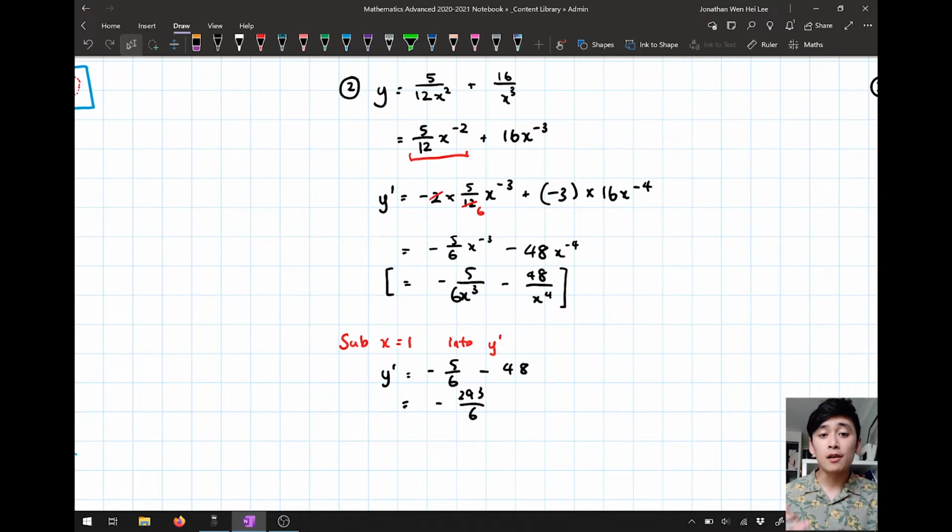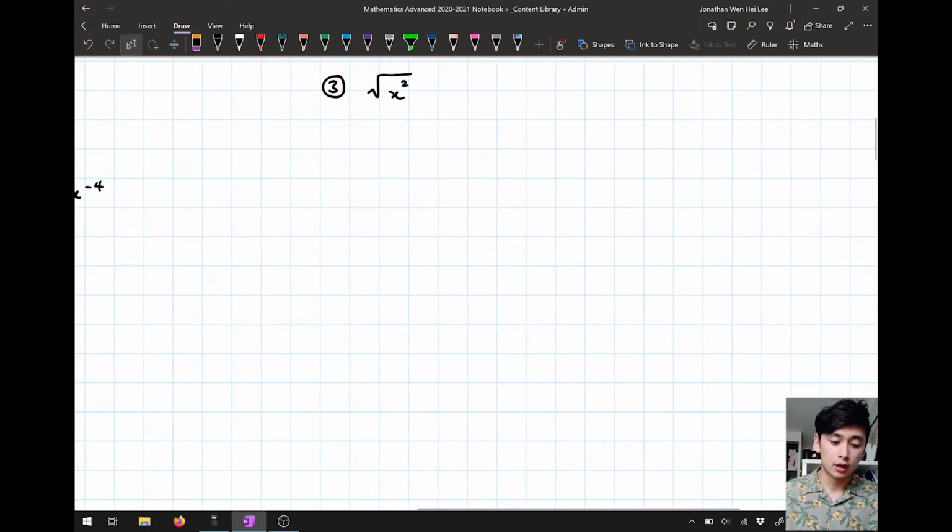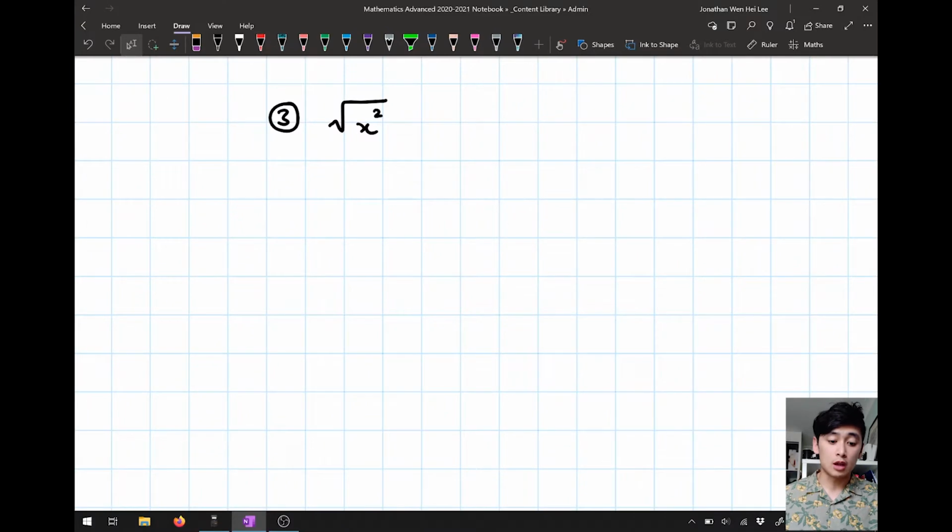Okay, final example for this section. I've got, this is missing something. This is meant to be a 3 here. I've got the cube root of x squared. Now once again, we need to use our index laws to rewrite this so that it's in a form that is nice for us to see. Here we've got an x squared inside my cube root, which is really nice.